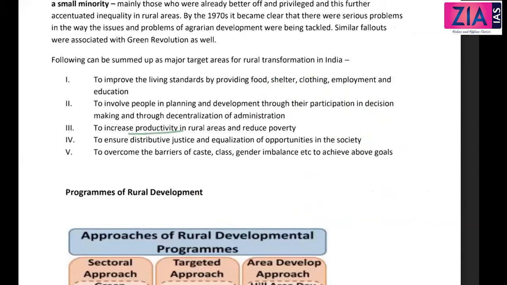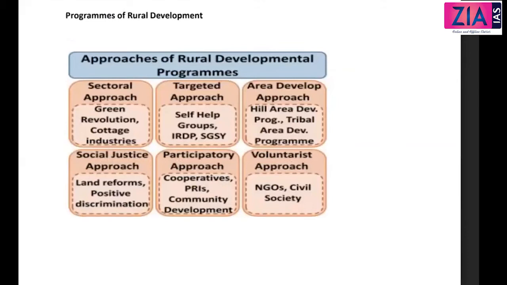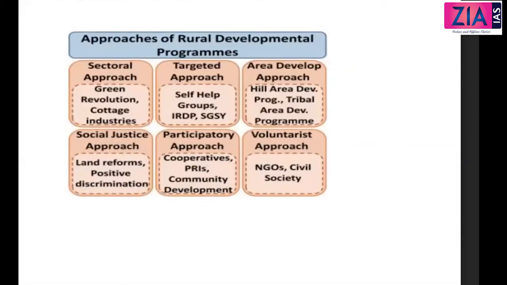And then ensure distributive justice, equality of opportunity in the society, overcome the barriers of caste, class, gender imbalances, etc. To achieve the above goals, quickly look into these various programs. This is something which you will study in detail, in depth, in economy also. You need to study each and every reform, right? All these policies, at least a glance is required. But most importantly, what is currently going on is what is required, but still some of them are very important.